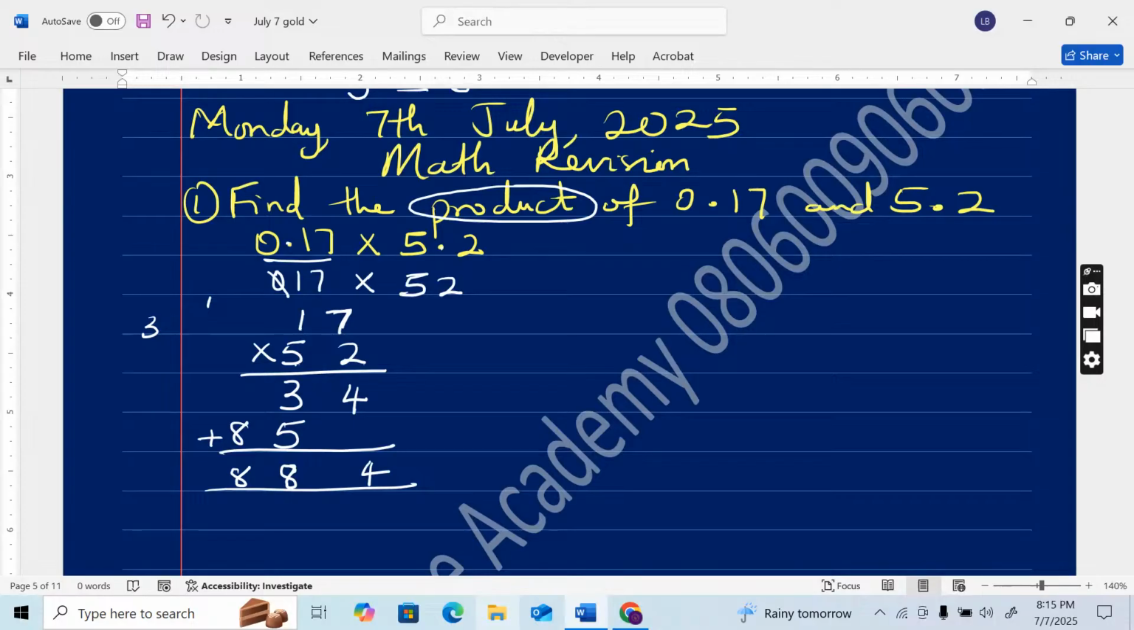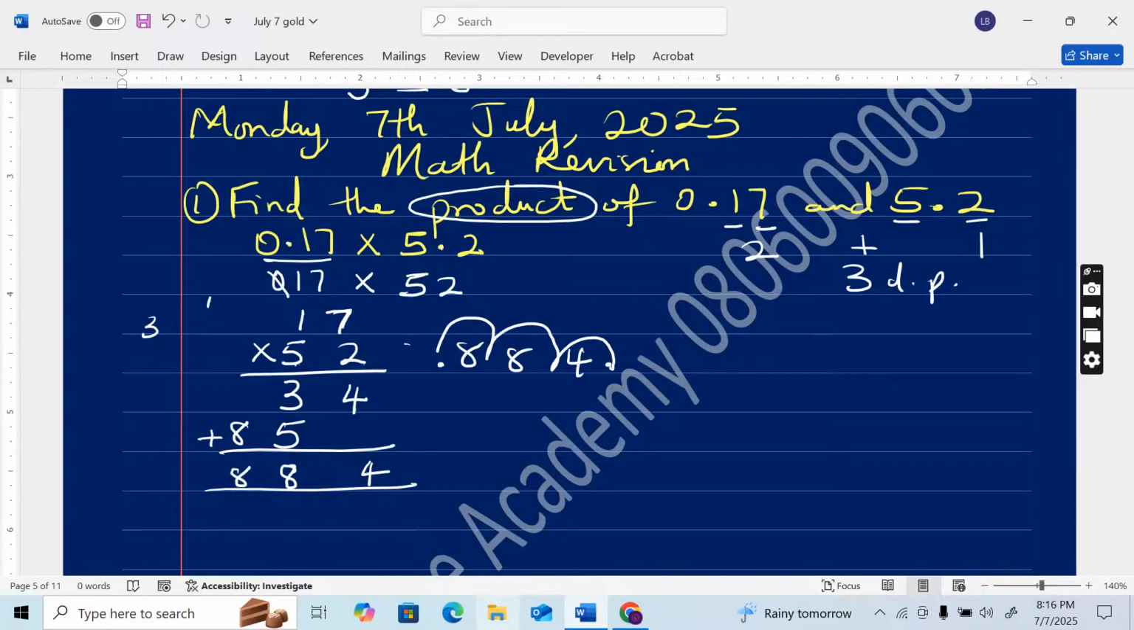Now, for us to fix back our decimal point, we need to go back to the question. How many decimal places is 0.17? After the decimal point, we have 2 digits. That makes it 2. After the decimal point for 5.2, we have 1 digit. Altogether, we have 3 decimal places. So for this answer, 884, we are going to shift the decimal point 3 places to the left. Place a decimal point after the last digit, then move it 3 places to the left. So that is 1, 2, 3. Decimal point comes here.